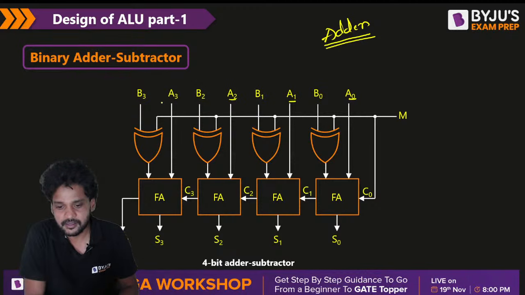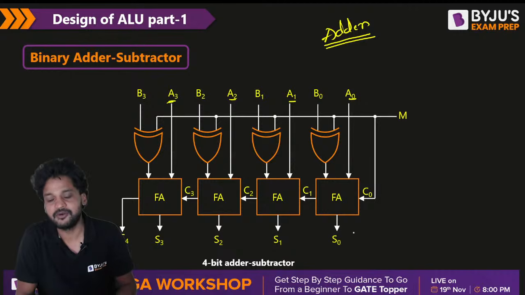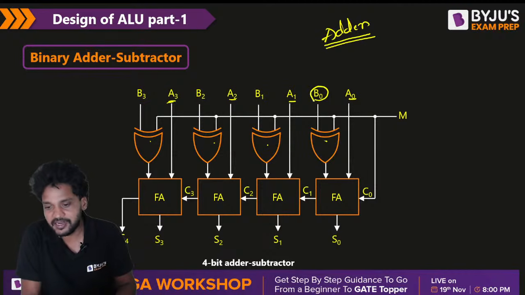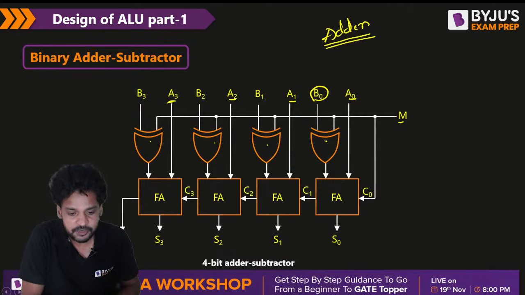Okay. And the second input, if you can have a look at, B is not directly connected to the full adder. B is connected to the full adder via an XOR gate. Yes or no? There are 4 XOR gates. To the XOR gate, B is connected. And the XOR gate second input is taken from a line M. Just once again, have a look at.